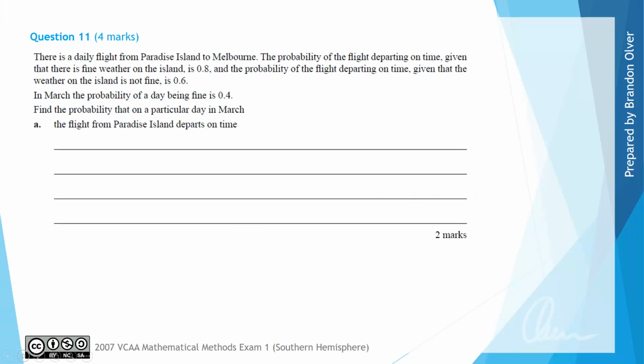So there is a daily flight from Paradise Island to Melbourne. The probability of a flight departing on time given that there is fine weather on the island is 0.8, and the probability of the flight departing on time given that the weather on the island is not fine is 0.6. In March, the probability of a day being fine is 0.4. Find the probability that on a particular day in March. For part A, we want the probability that the flight from Paradise Island departs on time.